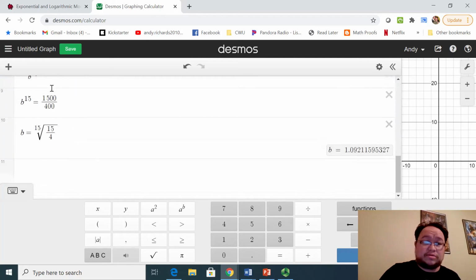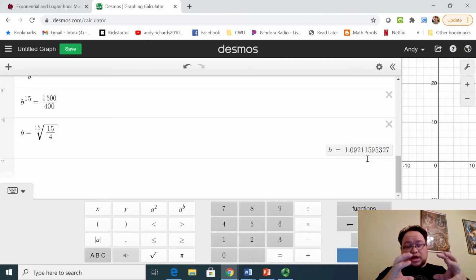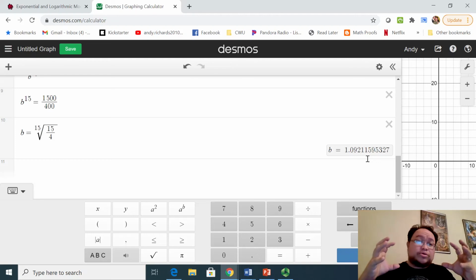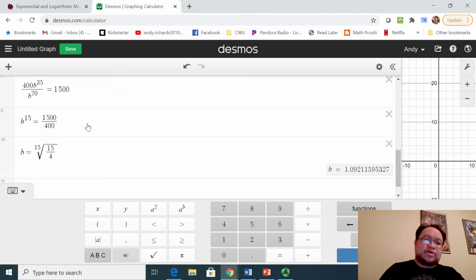Is it a nice number? No, again, not at all. We've got this 1.092. If we put that into context, what that means is for every unit of time, we're going to be growing by about 9.2%, or how it compares to the last one, it's 109.2% of whatever it was previously. So it gives us that part of it.